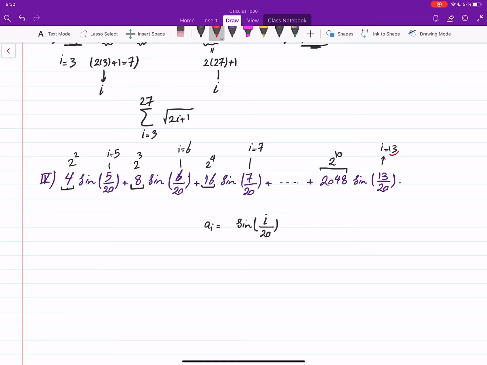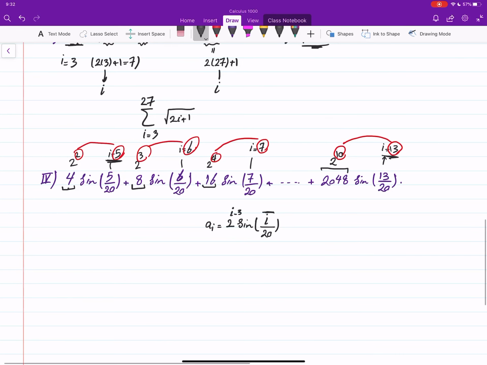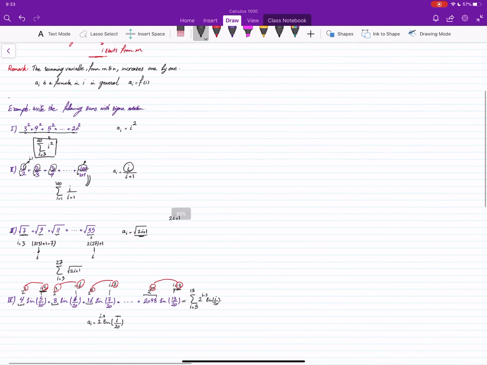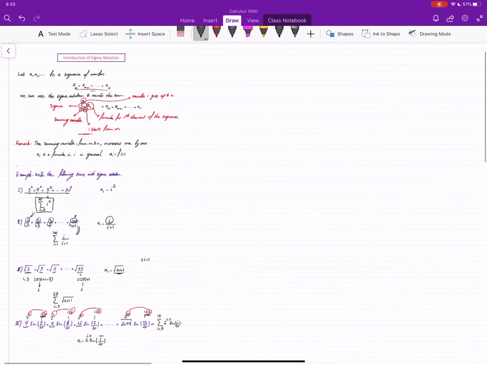As you notice, the difference between i and the exponent is 3 in all these cases. So the exponent is 2 to the power i minus 3. This is a_i, and i starts from 5 up to 13. So the sum, in sigma notation, is: i goes from 5 up to 13 of 2 to the power i minus 3 times sine of i over 20. This is the notation you have to be able to work with. You have to be able to understand it, and you have to be able to turn summations into sigma notations.